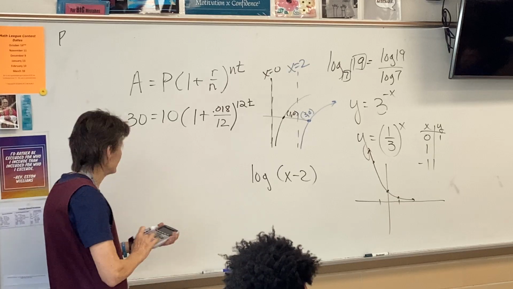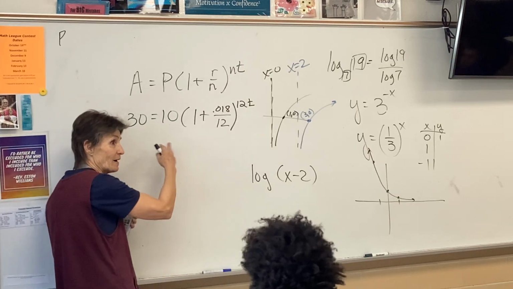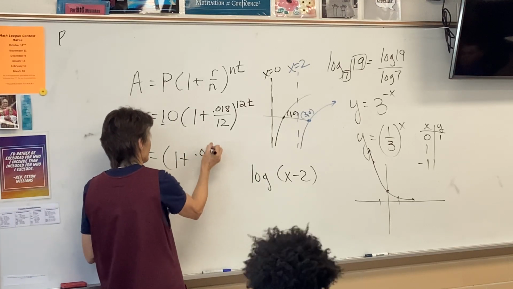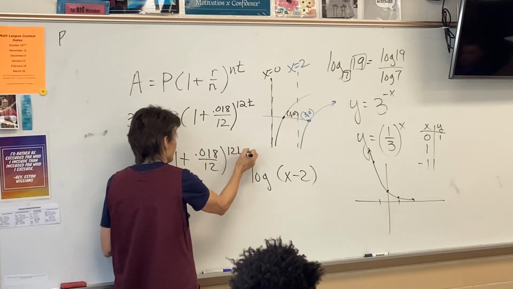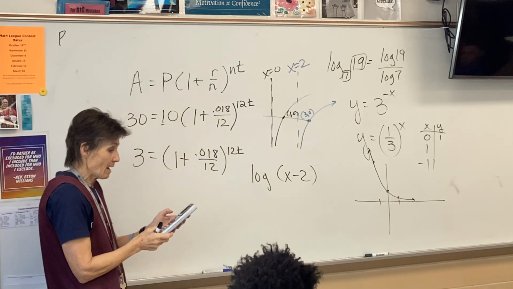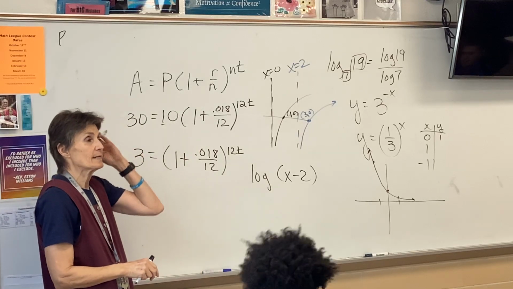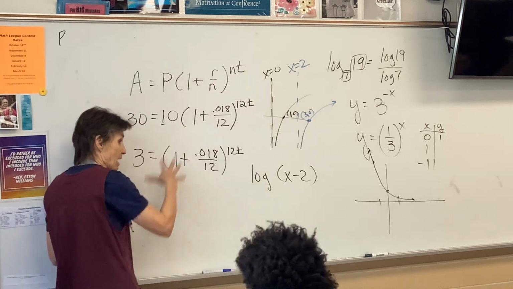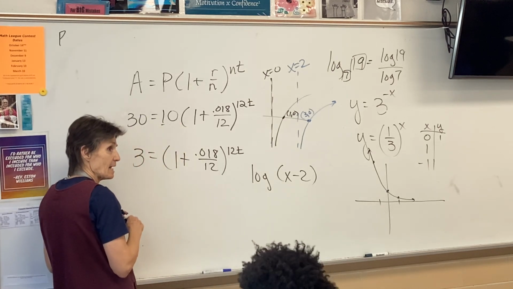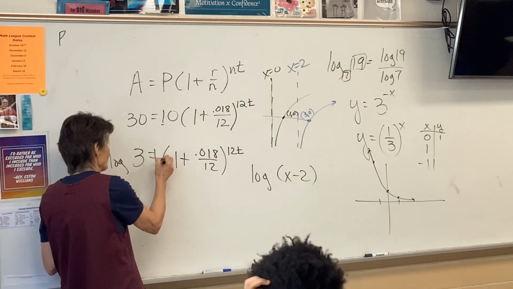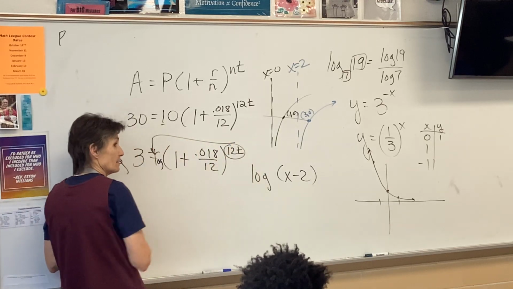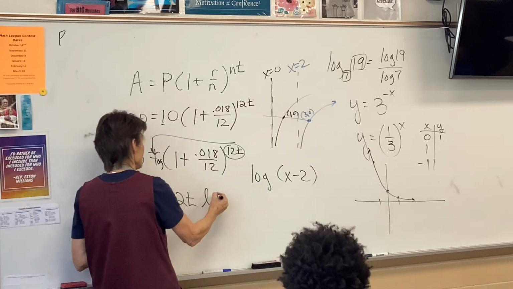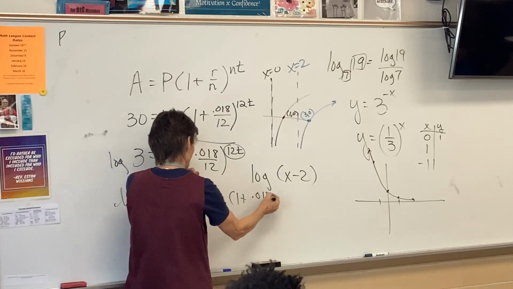So step 1 is divide by, I'll divide by 10, you're dividing by X, whatever you're doing, you're dividing this out. So you have this. Now your variable is an exponent. That is not good. We've got to get it down. The only way to get it down is to log it, because that will pull it out in front. So the log of 3 equals 12t log of 1 plus 0.018 divided by 12.